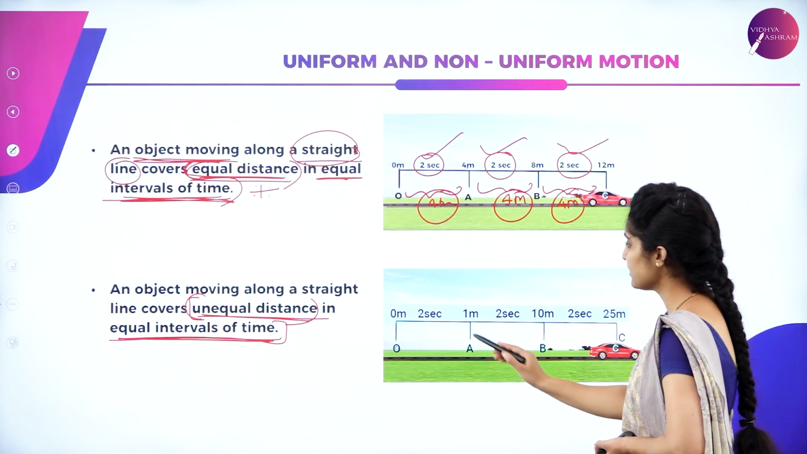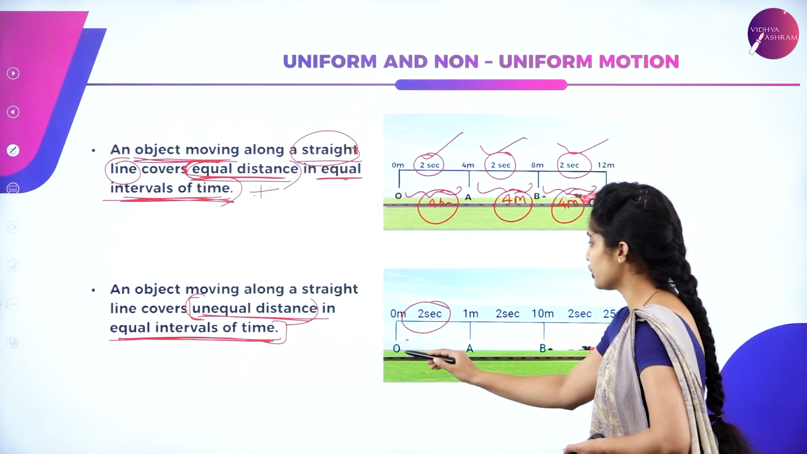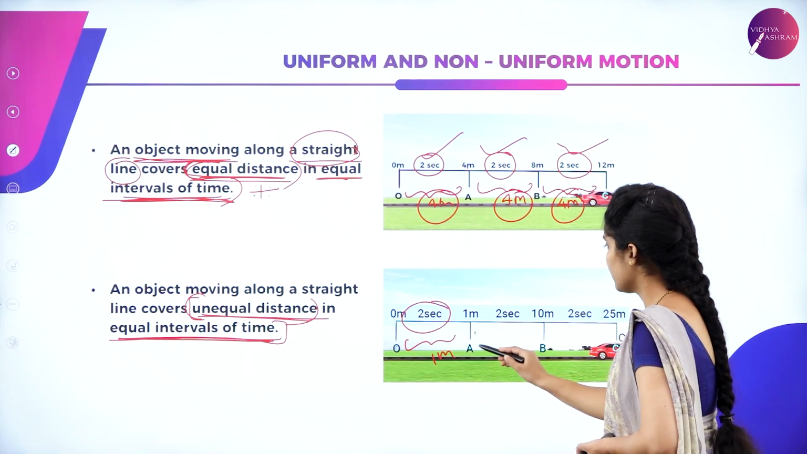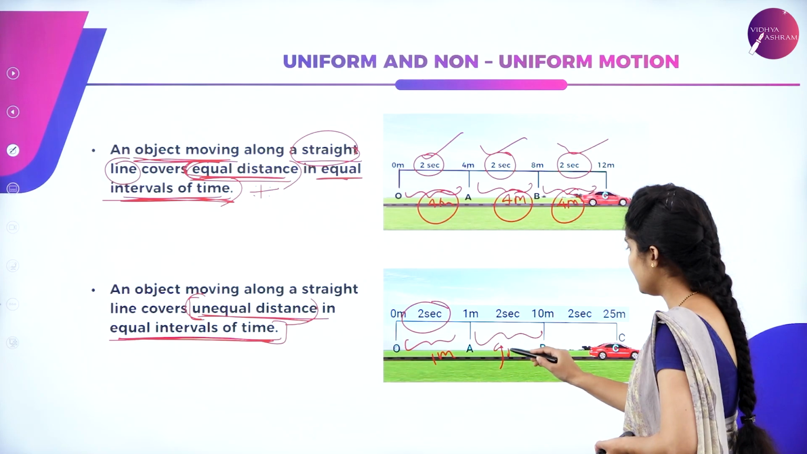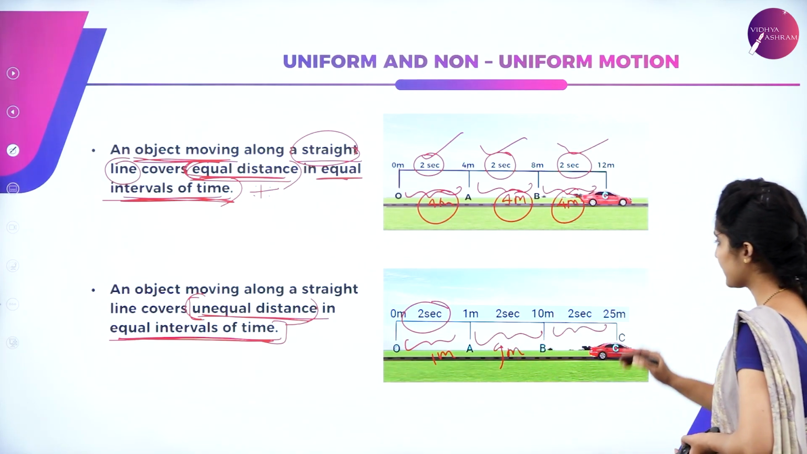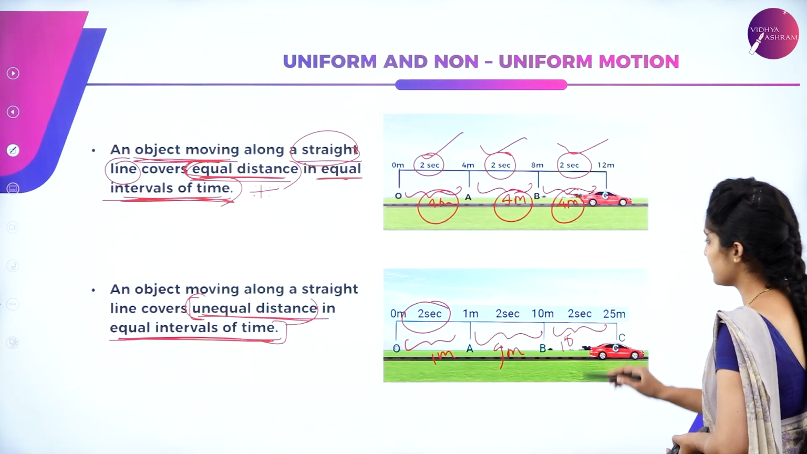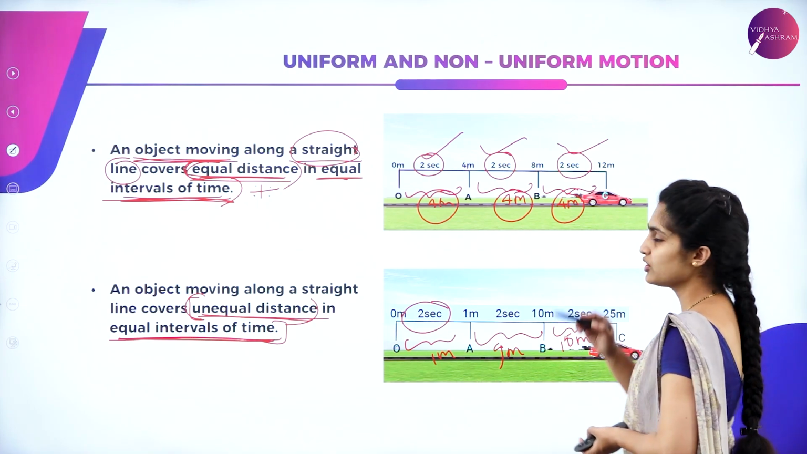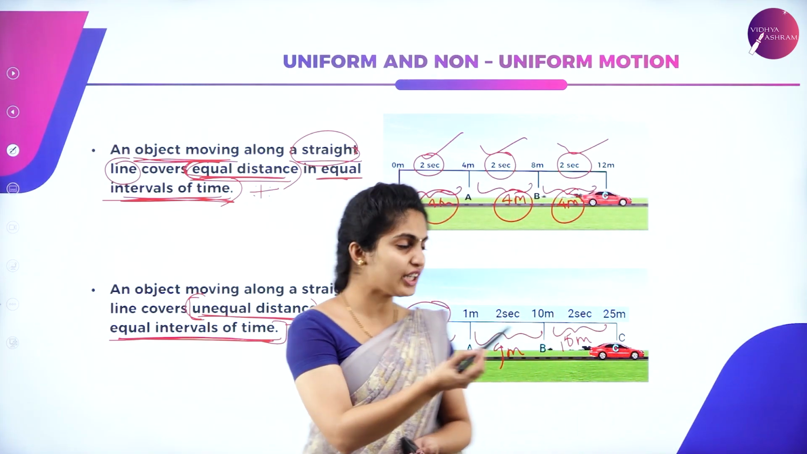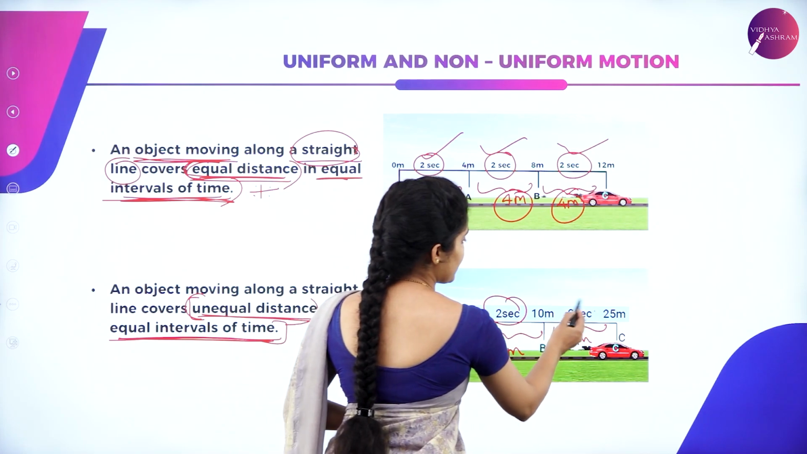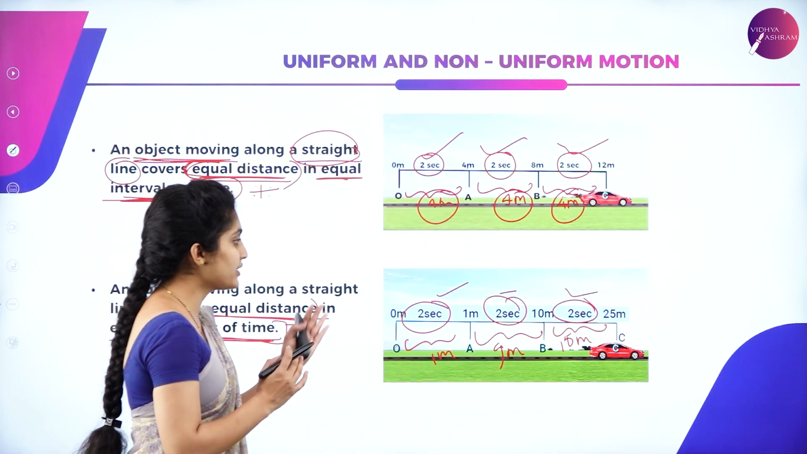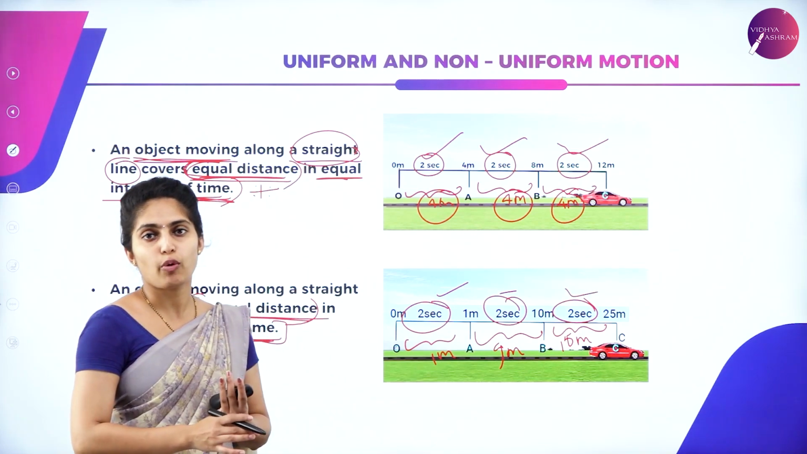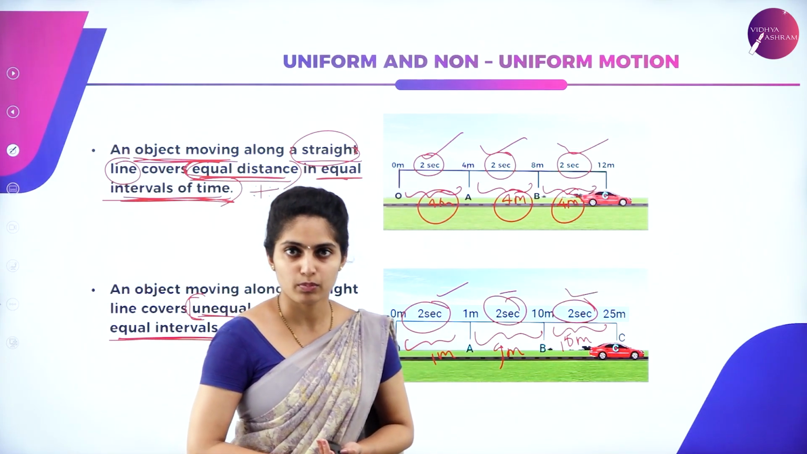Whereas in this case, in 2 seconds it moves just 1 meter. Here again in 2 seconds it moves nearly 9 meters. Here again in 2 seconds it moves 15 meters ahead. So these are the changes that occur. There is unequal distance, but the time is equal. This is one of the images for you to understand uniform motion and non-uniform motion.